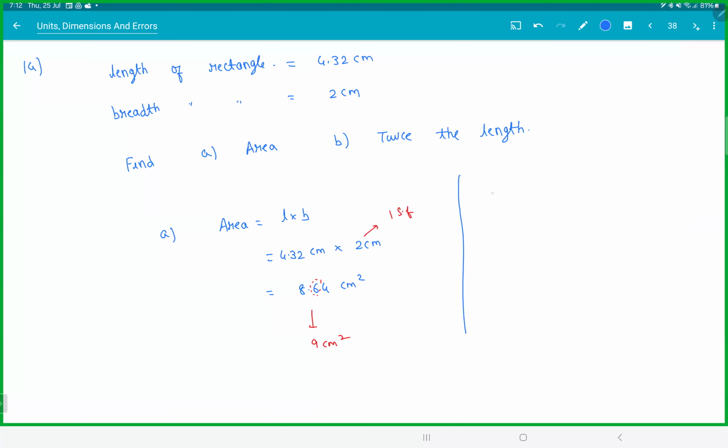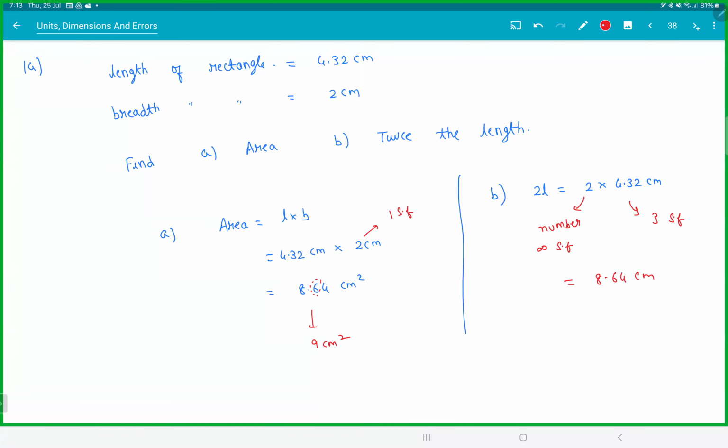There is a second one. It looks the same. 2 into L is 2 into 4.32 centimeters. Now understand the difference. This is a number. It has infinite SF. This thing has 3. So that means the minimum SF is 3. It's not 1. So this would be 8.64. Getting the difference? Both the cases, it looks like you're multiplying by 2. In one case, you multiplied with a number. In one case, you multiplied with a measurement. I hope this was clear.